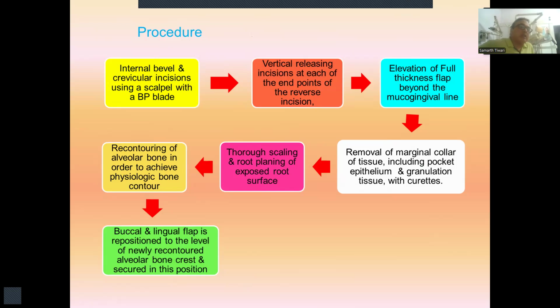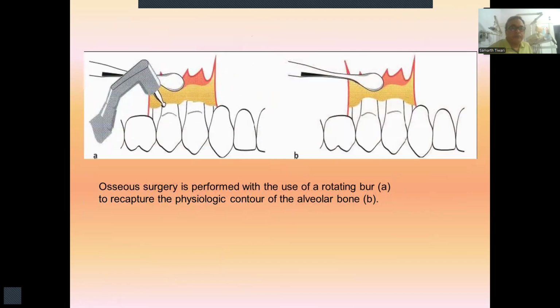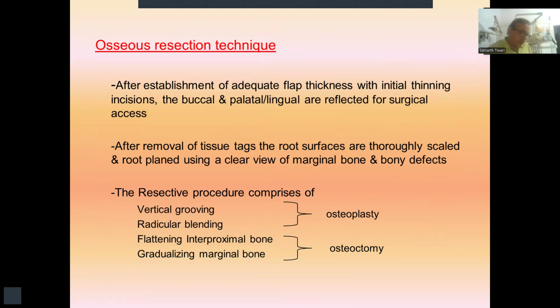Buccal and lingual flaps are repositioned to the level of the newly recontoured alveolar bone crest and secured in this position. Here is the diagram. Osseous resection technique. After establishment of adequate flap thickness and initial thinning incision, buccal and palatal/lingual flaps are reflected for surgical access.